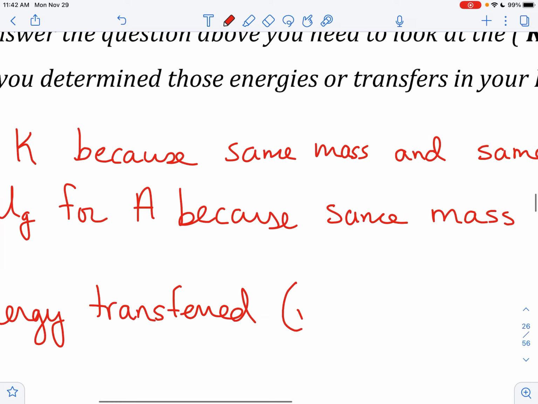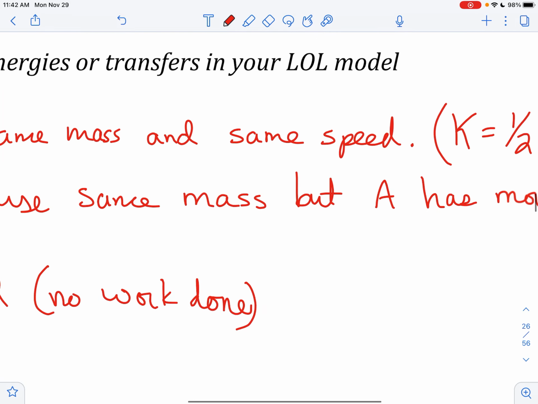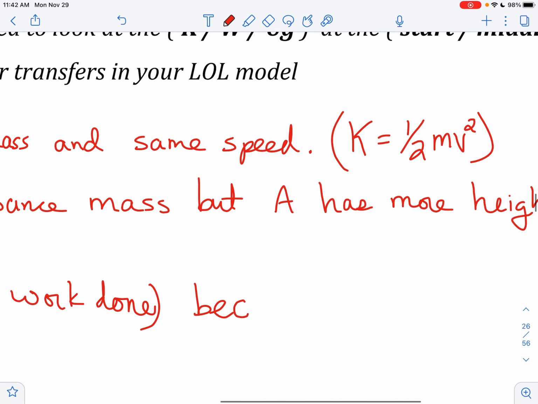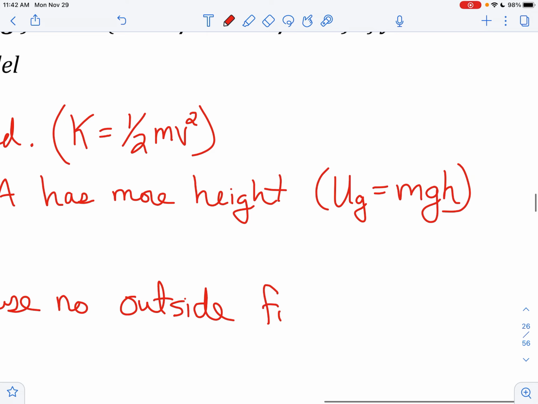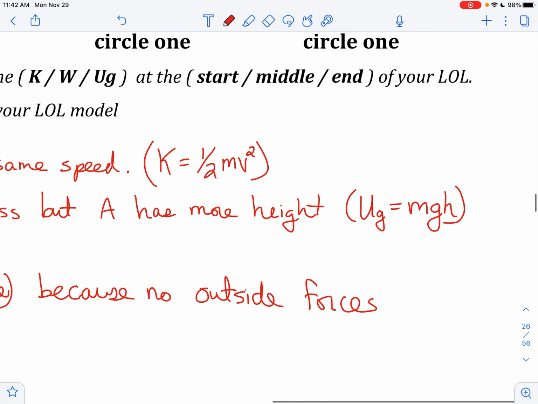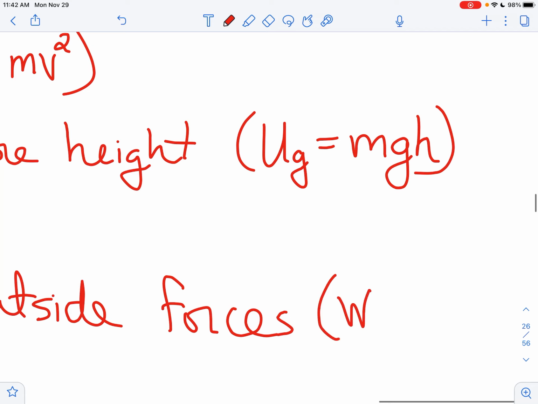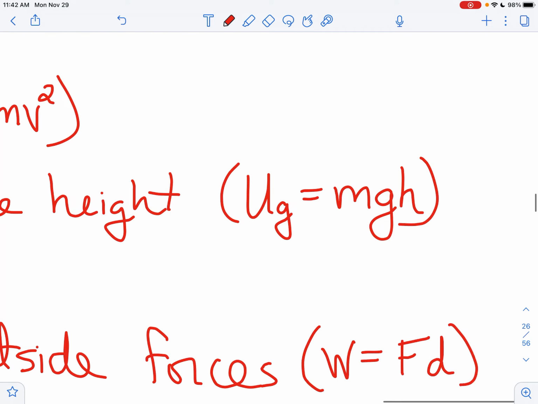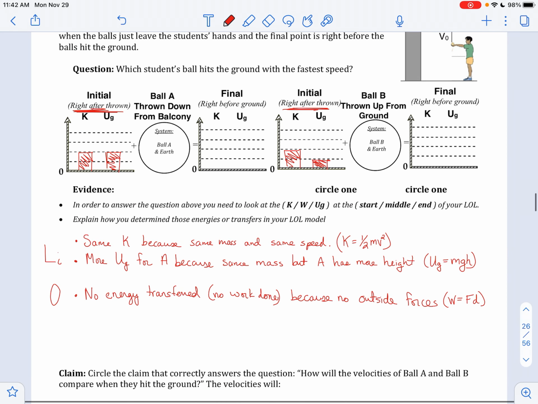Or you could also say no work done. Says the same thing a different way because no outside forces. Remember, our equation is the energy transfer, the work done, is the force exerted times the displacement through which that force was exerted for. And if F is 0, then the distance doesn't matter. The work is nothing.